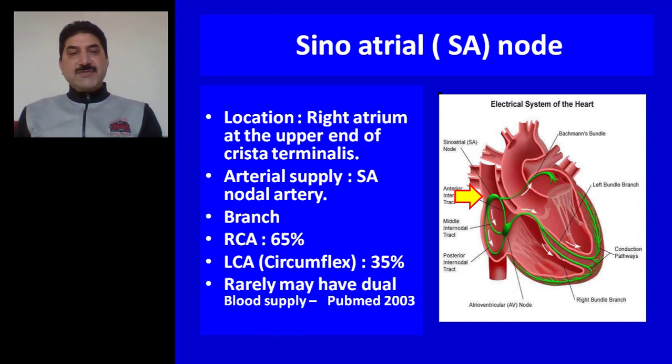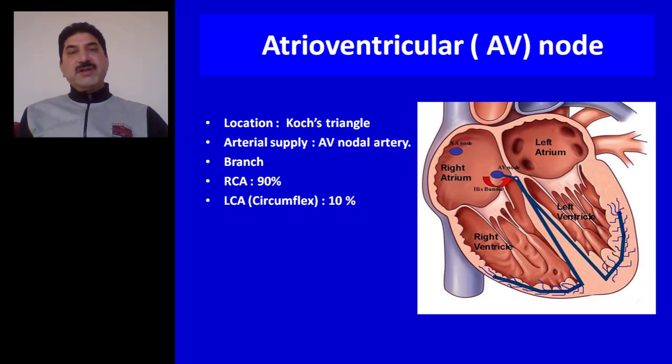A recent study which was published in PubMed in 2003 found that in a very small percentage of the cases, SA node has got dual blood supply, that is, it is supplied both by branches of right coronary artery and also by branches of left circumflex coronary artery. Atrioventricular node. As already discussed, this node is located in the Koch triangle. It is supplied by AV nodal artery, which is a branch from right coronary artery in 90% of the cases, and in 10% of the cases, this vessel arises from left circumflex coronary artery.